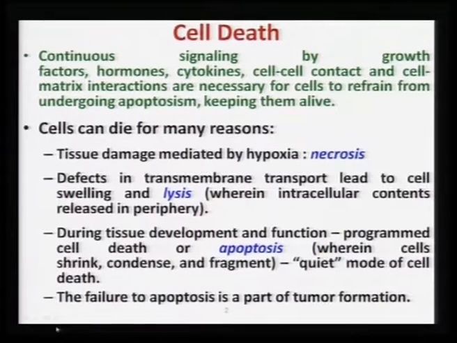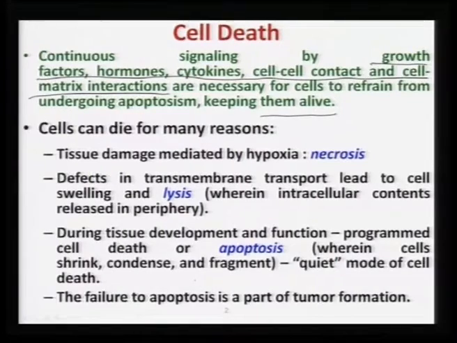Now, cell death is that continuous signaling by growth factors, hormones. So, these are different signaling processes: growth factors, hormones and cytokines, and cell-cell contact and cell matrix interactions are necessary for cells to refrain from undergoing apoptosis, keeping them alive. So, what it means is that as long as the cells receive all the signals necessary for survival, cells will survive. The moment the cells are deprived of these signals, cells will undergo apoptosis or death. It is as simple as that.